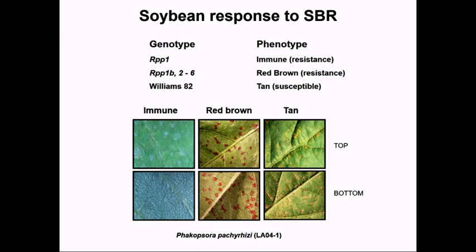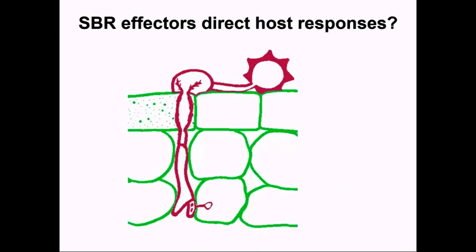So in my lab, we've been interested in understanding what's the molecular basis for this recognition, and how the pathogen is doing things like suppressing host immunity to cause disease. And so one of the things that we've been interested in over the last few years, as I said, is the suite or repertoire of effectors that are introduced from the fungus into soybean plants.